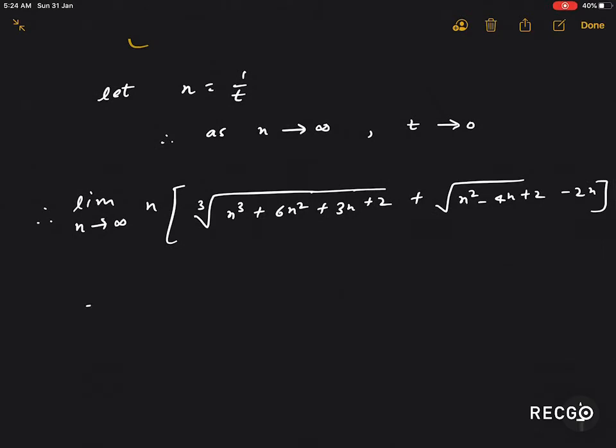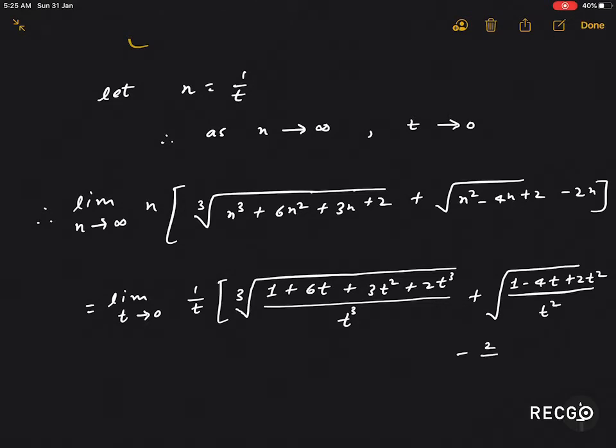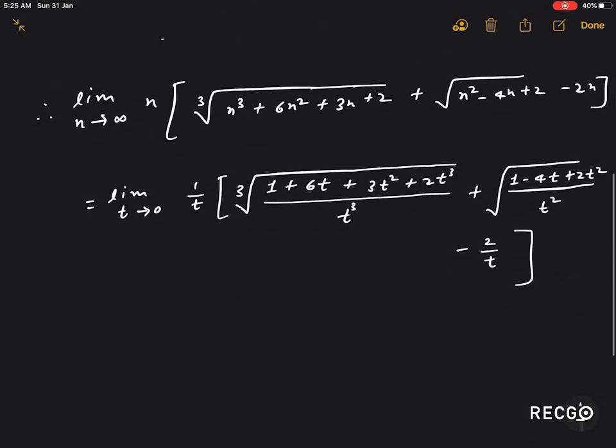This limit shall be equal to limit t tends to 0, and n is equal to 1 by t, so 1 by t multiplied by, within square brackets, I am putting in each place n is equal to 1 by t, and directly taking the LCM. After taking the LCM, the first term is the cube root of 1 plus 6t plus 3t square plus 2t cube, whole divided by t cube, because I am taking the LCM. Similarly, putting n is equal to 1 by t in the square root term, I get 1 minus 4t plus 2t square divided by t square, and then the last term, minus 2n, I am writing here as minus 2 by t, and then closing the square bracket.